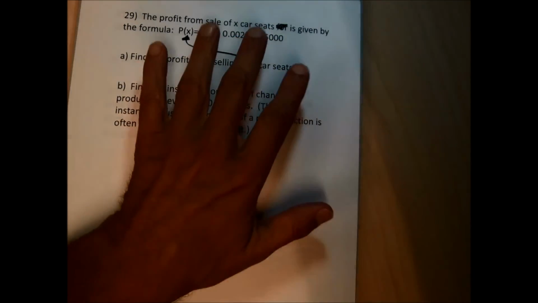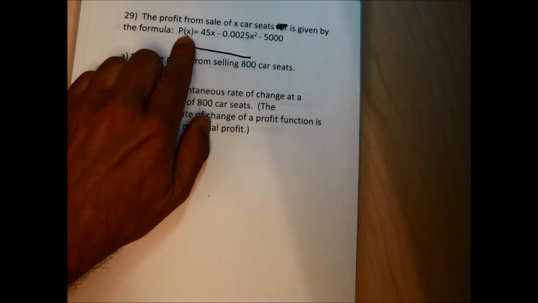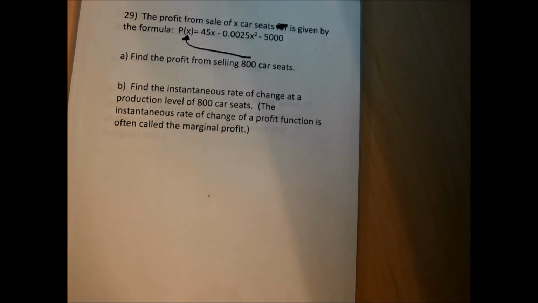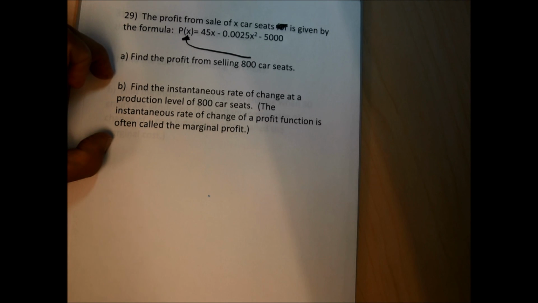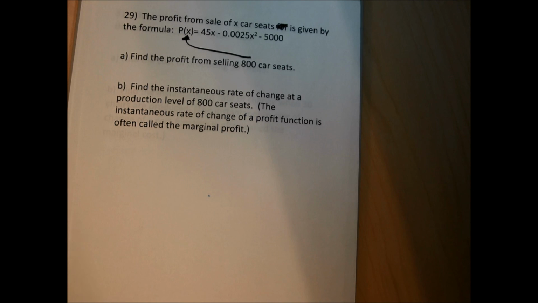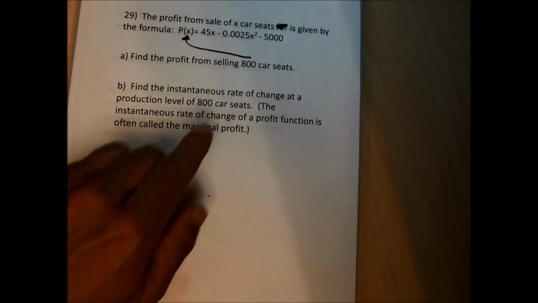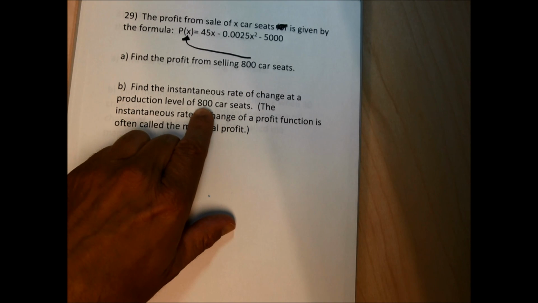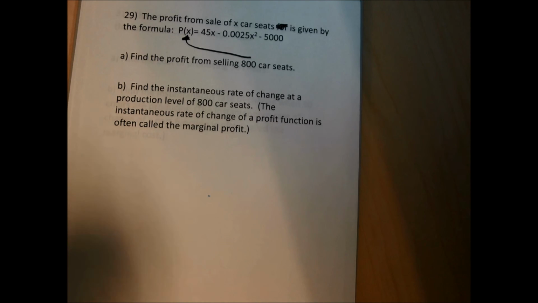So with this equation, if you plug a number in for X, that stands for the number of car seats that you're selling, the value that you get out is a total profit. When you do the instantaneous rate of change, it's going to be the profit per car seat. It's going to give you the profit that you are expected to make by selling the next car seat. Here, since we're finding the profit for selling 800 car seats and the instantaneous rate of change at a production level of 800 car seats, the marginal profit is going to give you the estimated profit for selling the 801st car seat.